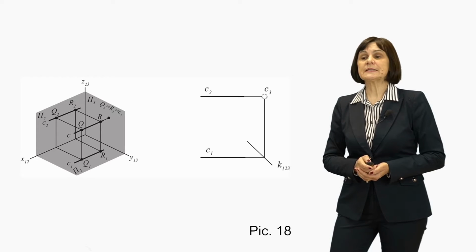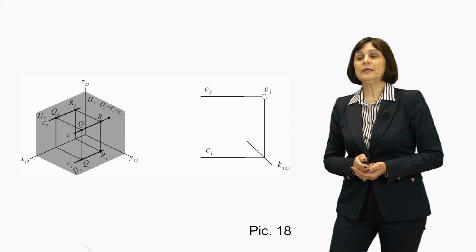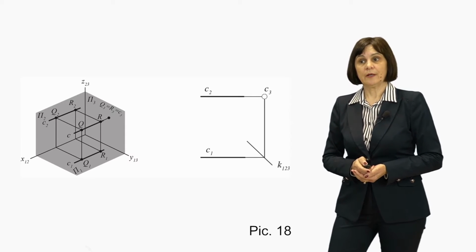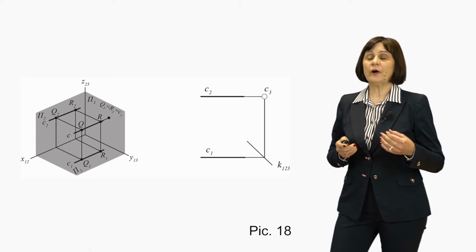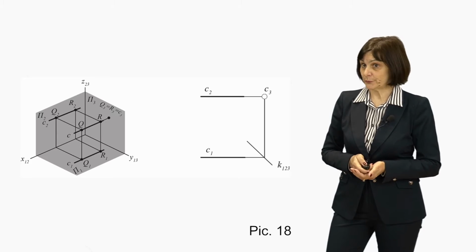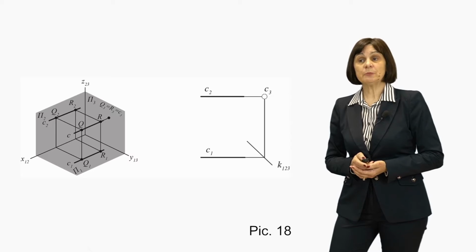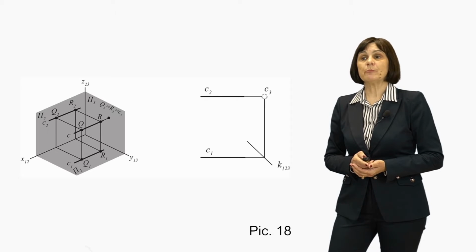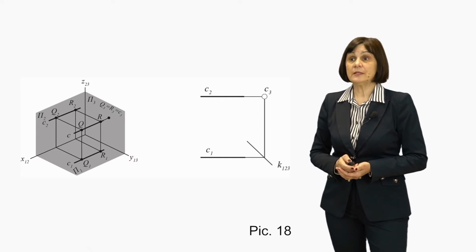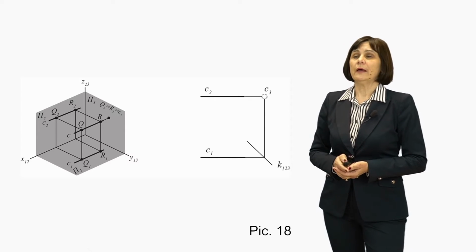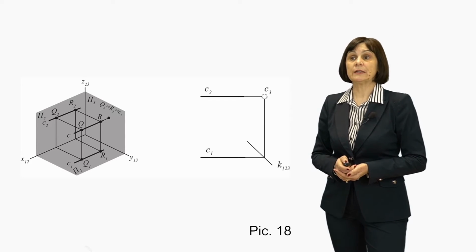If the segment is parallel to the plane, it is projected on it without distortion. In other cases, we need to find its natural value. To find the natural value of a segment, we can use the method of a right triangle. This method is based on the action of finding the hypotenuse of a rectangular triangle.